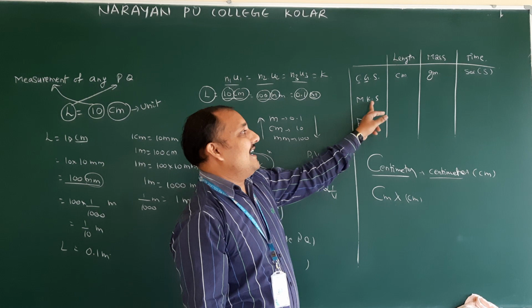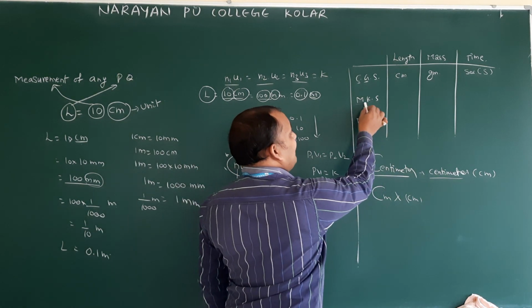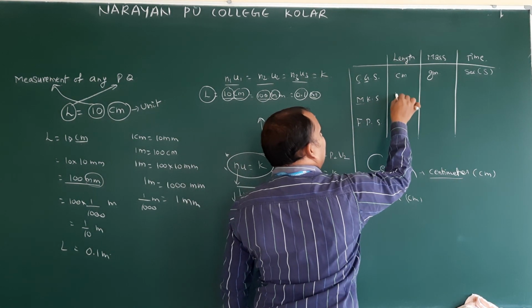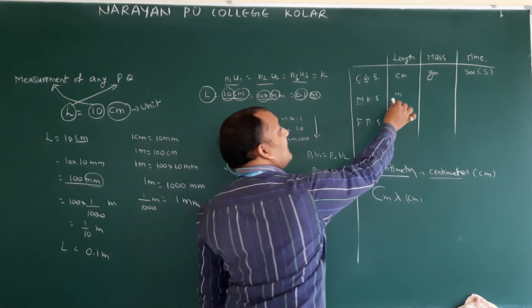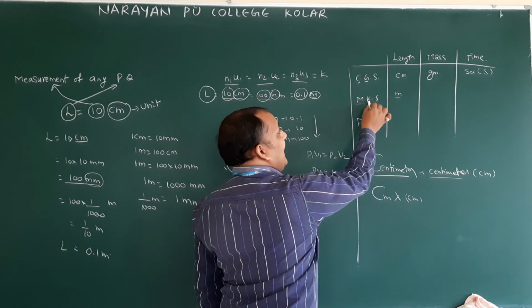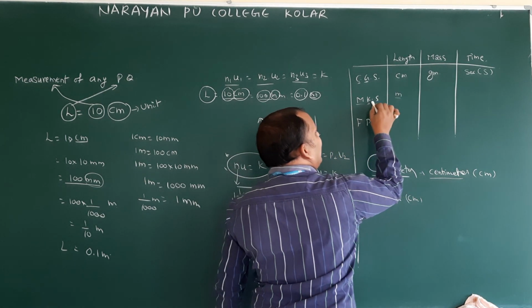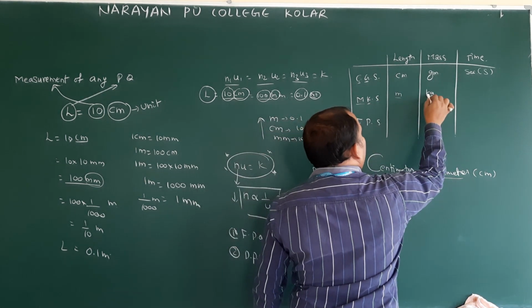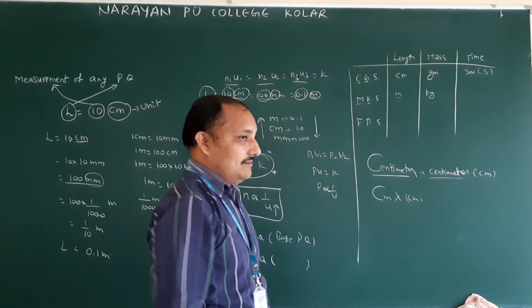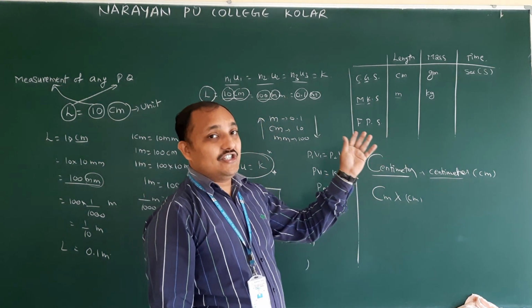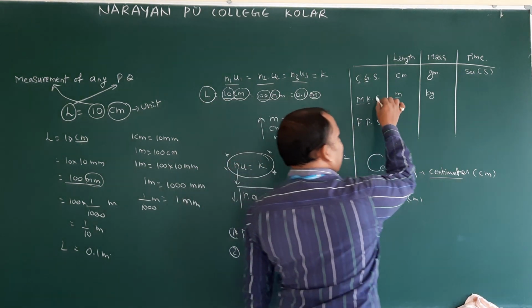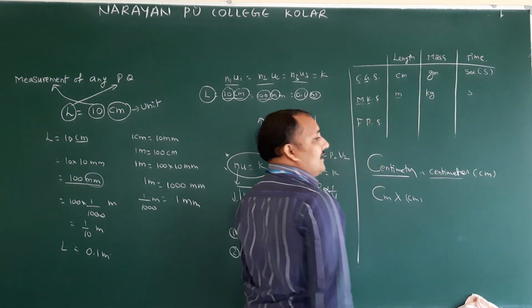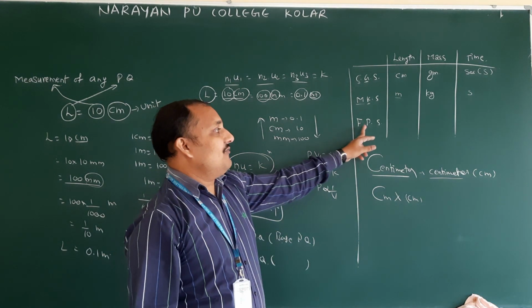Next, MKS. MKS starts with M. Length means meter, or simply we write m. K, for mass, we write kg. This K also should be a small letter. Okay. So instead of writing kilogram, we write kg. Second, again s. Next, FPS.